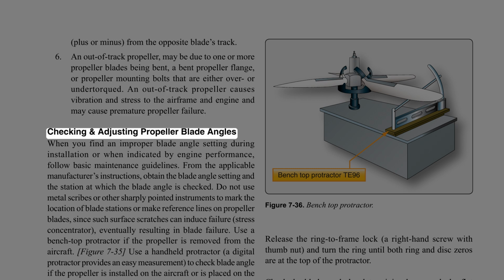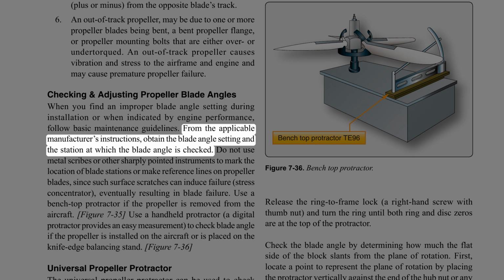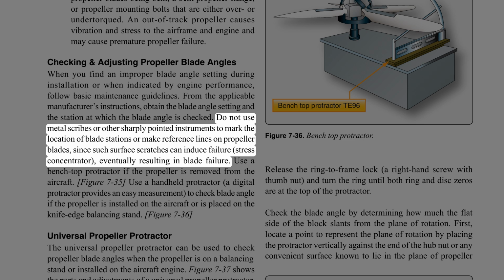Checking and adjusting propeller blade angles. When you find an improper blade angle setting during installation or when indicated by engine performance, follow basic maintenance guidelines. From the applicable manufacturer's instructions, obtain the blade angle setting in the station at which the blade angle is checked. Do not use metal scribes or other sharply pointed instruments to mark the location of blade stations or make reference lines on propeller blades, since such surface scratches can induce failure, stress concentrator, eventually resulting in blade failure.